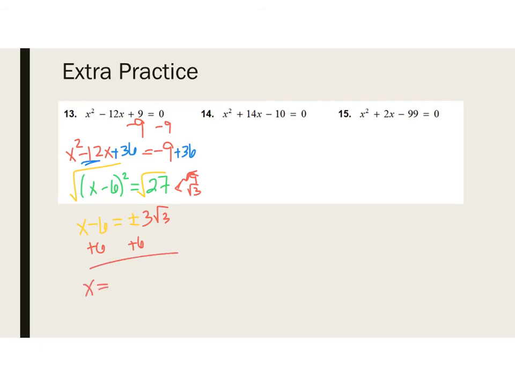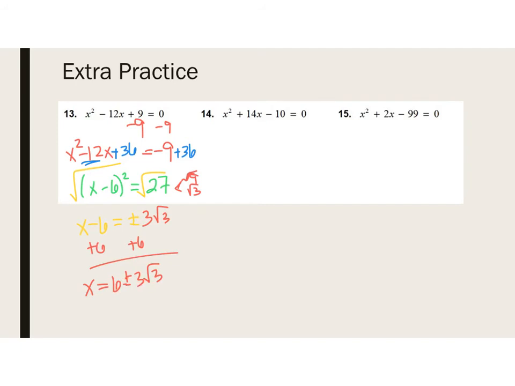Now, for me, if you were doing a book assignment, I actually want you to leave your answer exactly like that. That is the exact answer. 6 plus or minus 3 square root of 3. In the case of having to submit an answer online, though, it might ask you to put it in decimal form. So to put it in decimal form, I have my calculator out, and I'm going to do 6 plus 3 square root of 3.